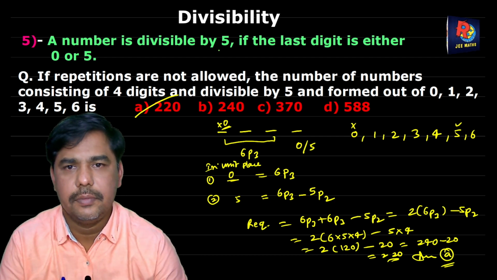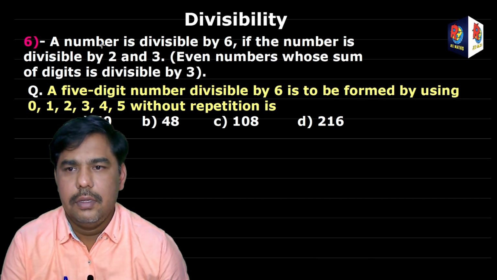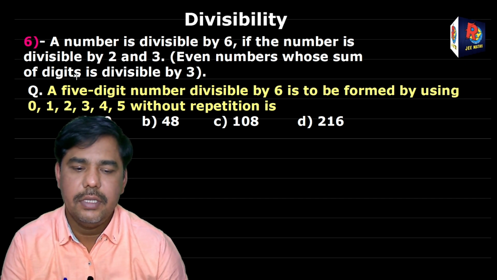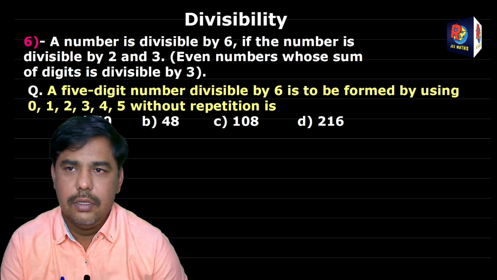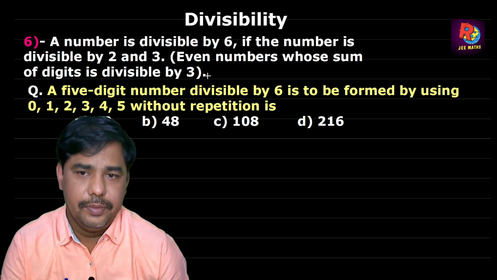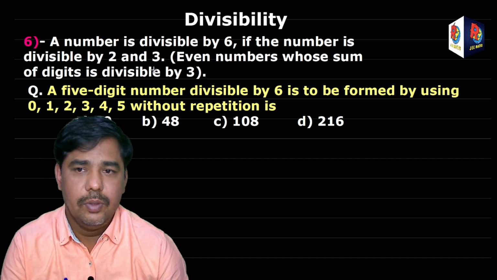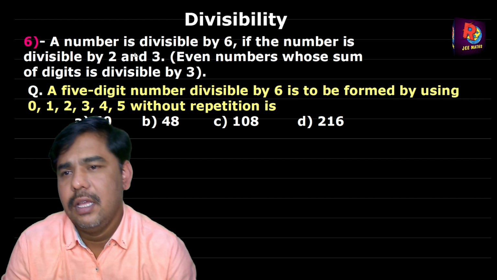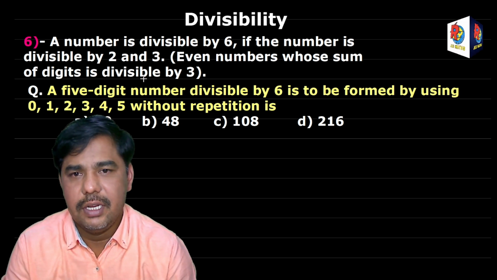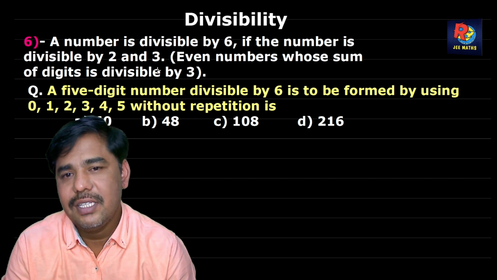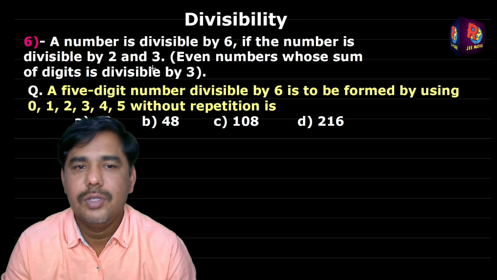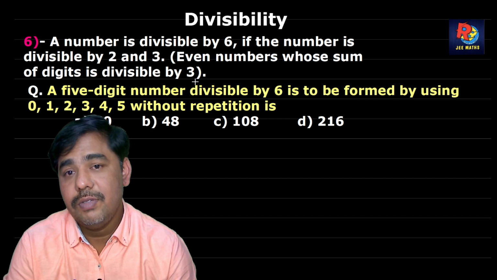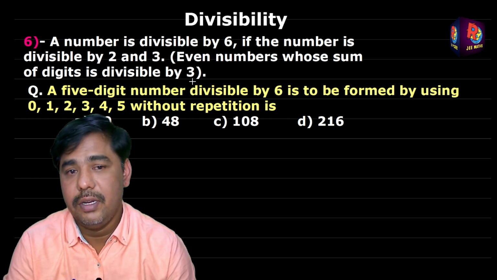Next, divisible by 6. Divisible by 6 means compulsorily it will be divisible by 2 and 3. It should be an even number, and whose sum of digits is also divisible by 3. That one also we need to remember.